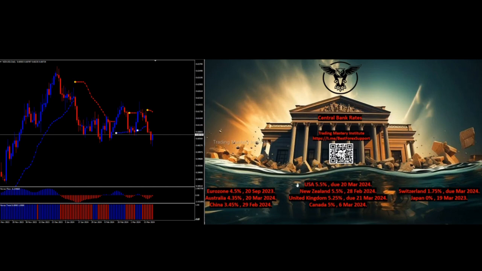For example, the US interest rate is about 5.5%, so we want to pair it with a low interest rate. The lowest is Japan, currently at 0%, and Switzerland is at 1.75. So we want to pair these currencies, meaning the US is stronger than the yen and the Swiss franc. So what we do is go to the chart and take a look.